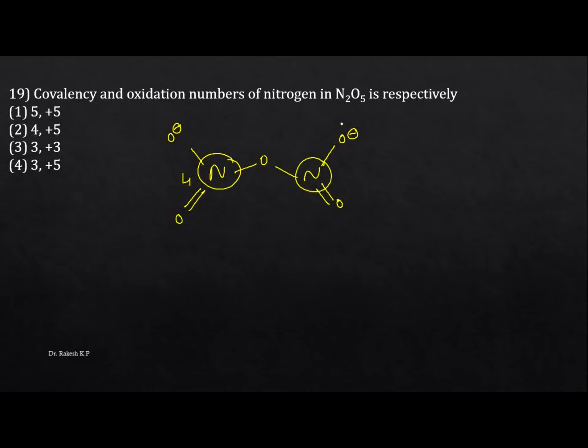Now we have to calculate the oxidation state. If we calculate it, this becomes 2x, and here minus 2 into 5, which is equal to 0. So 2x equals 10, and x equals plus 5. So the covalency is 4 and the oxidation state will be plus 5. Hence in this case the option is the second one. Okay, next one.